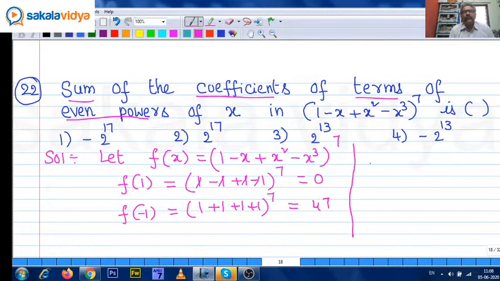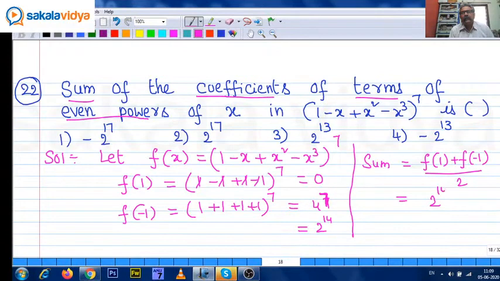We have the required sum of the coefficients of the terms of even powers of x: f of 1 plus f of minus 1 by 2. This 4 to the power of 7 you can write as 2 to the power of 14, because 2 square all to the power of 7 is 2 to the power of 14. 2 to the power of 14 upon 2, this is 2 power 14 minus 1, that is 2 raised to 13. Third option is the right option.